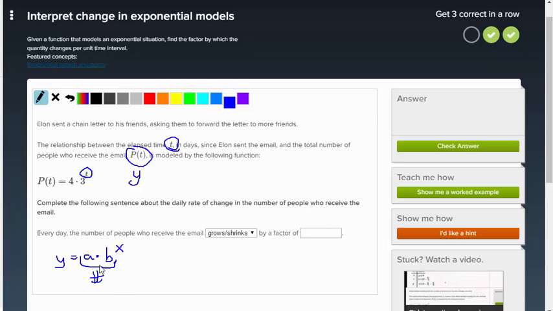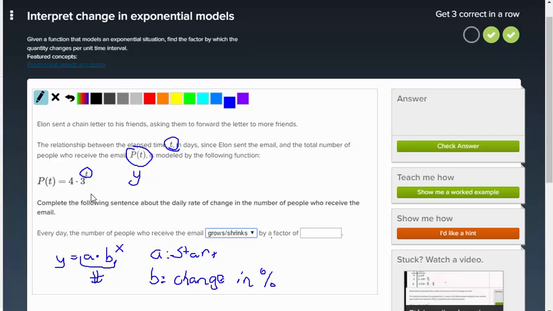So a is what I start with. B is my change. It could be in percent, or it could be a factor. In this case, factors are easier. It says every day the number of people who receive the email grows or shrinks, so I have to pick either grows or shrinks, by a factor of blank.